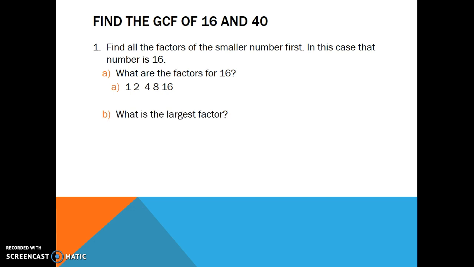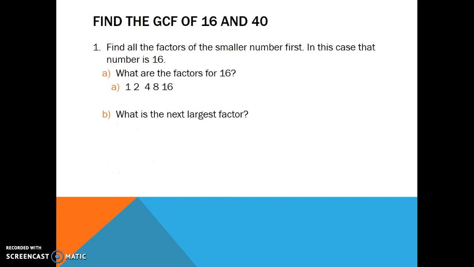All right, let's follow our next step. What is the largest factor? And the largest factor is 16. So we ask ourselves, is the larger number 40 divisible by this factor? The answer, of course, is no. So we're going to go to the next factor.